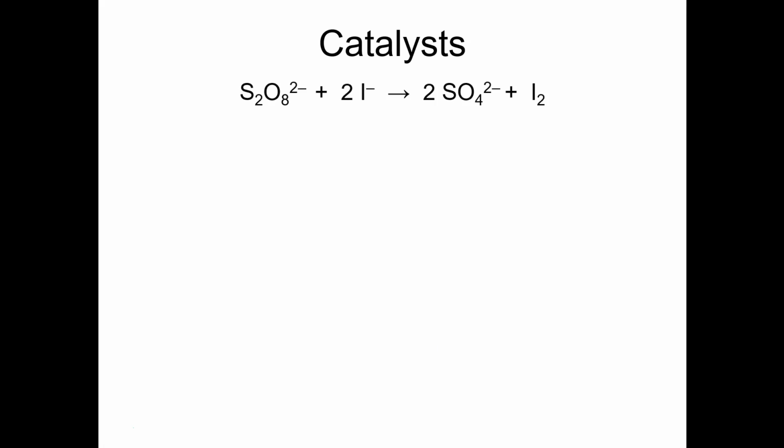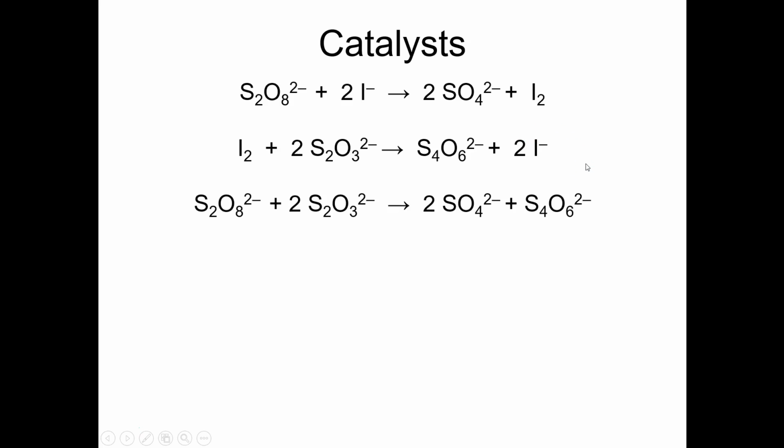Let's think about something that we actually did in class. Here's the iodine clock reaction, and we've talked about this in class. The first reaction is the reaction of persulfate and iodide to give sulfate and iodine. And then the second reaction was iodine plus thiosulfate to give tetrathionate plus regenerating the iodides again. So when we add this up, we get this reaction: persulfate plus thiosulfate gives sulfate plus tetrathionate.